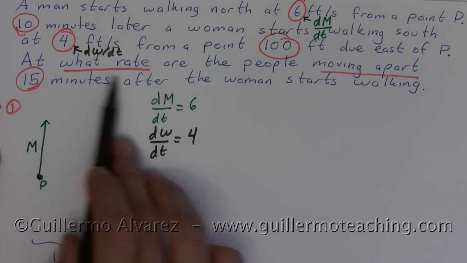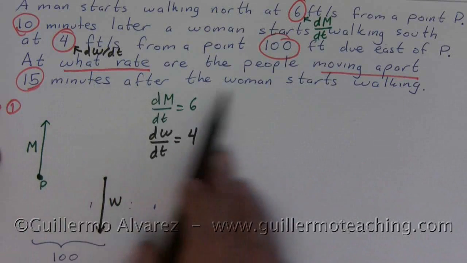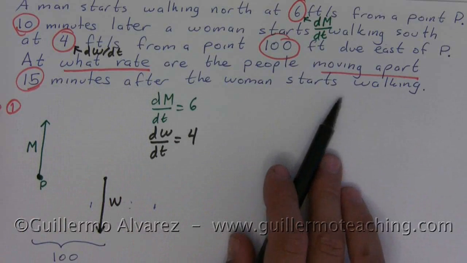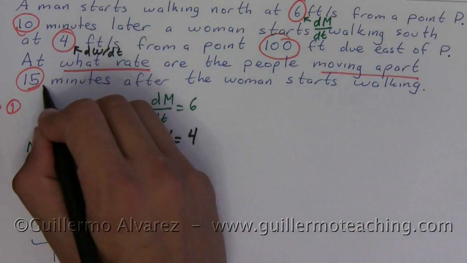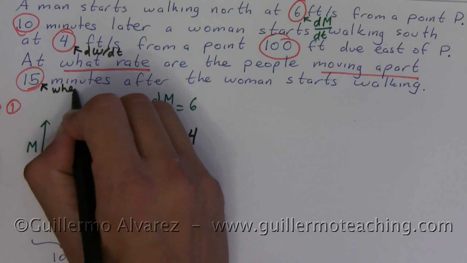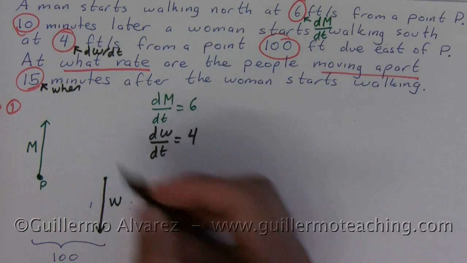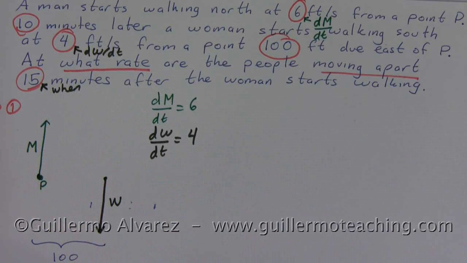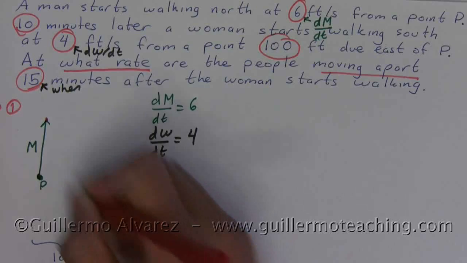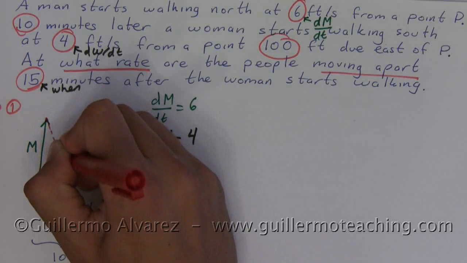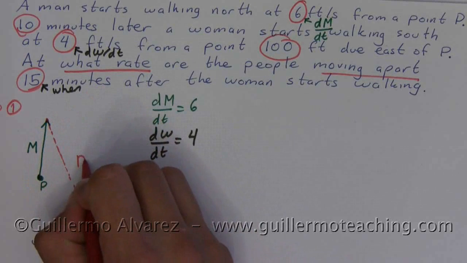And so the question is, at what rate are the people moving apart 15 minutes after the woman starts walking? Here, this part where it says 15 minutes after the woman starts walking, this is our when. So at what rate are the people moving apart? Well, I have to find the distance between them. And so let me label that. So if the man is here, the woman is here. So I need to draw a line. And let's call the distance between them D.